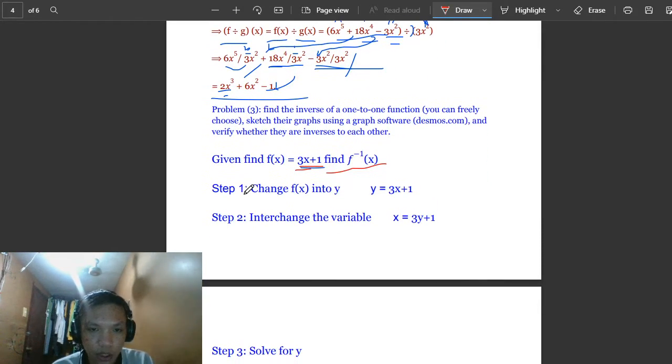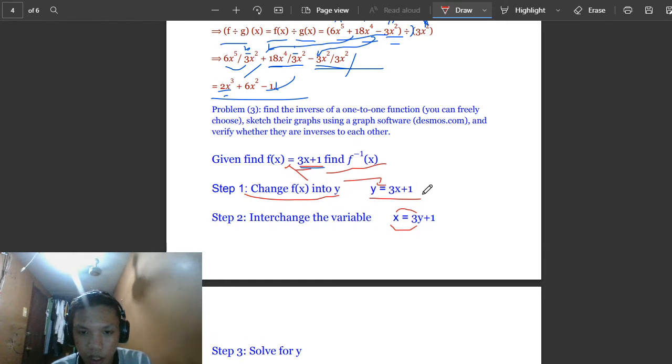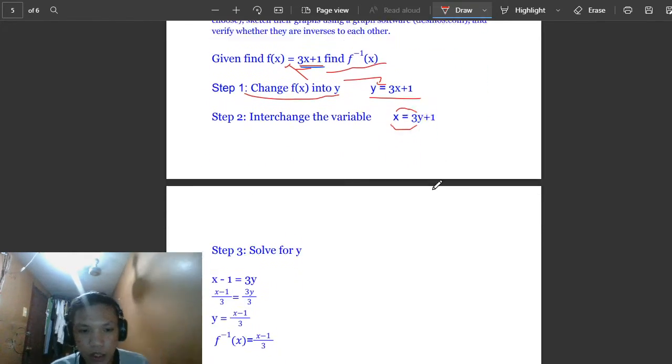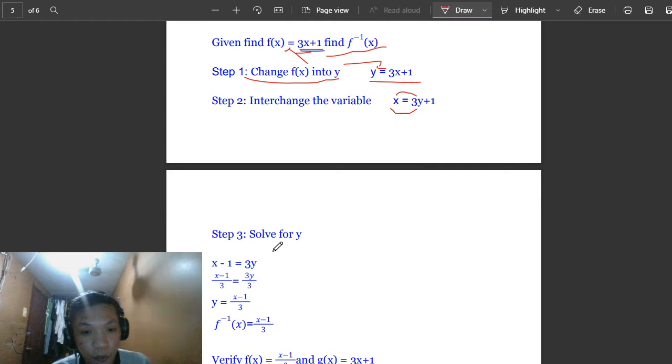So step 1, change the f of x into y. F of x change into y. So y equals 3x plus 1. Then step 2, interchange the variables. So the x will become y, and y becomes x. So x equals 3y plus 1. Then step 3, solve for y.